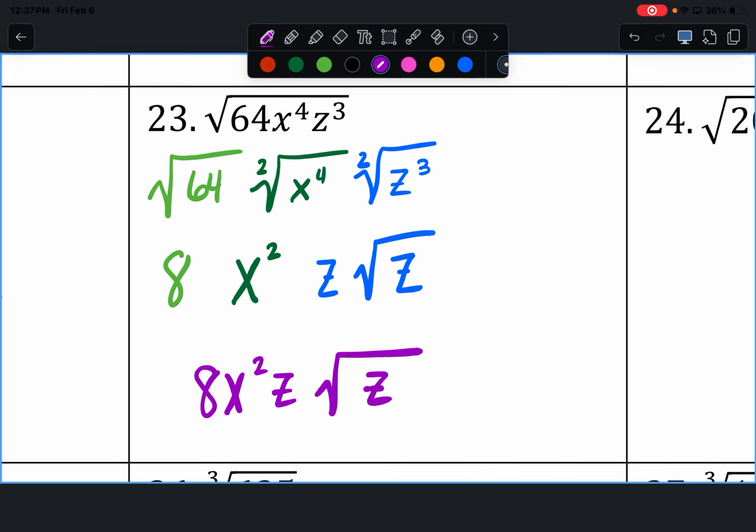All right. Now we're going to switch gears to look at, oops, there went my phone. We're going to switch gears to look at cube roots, okay?